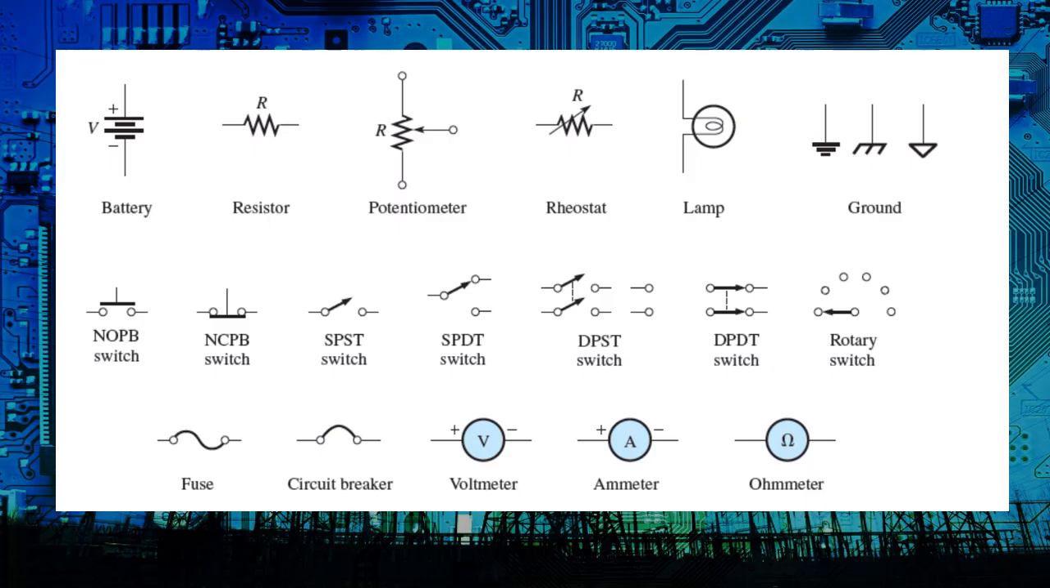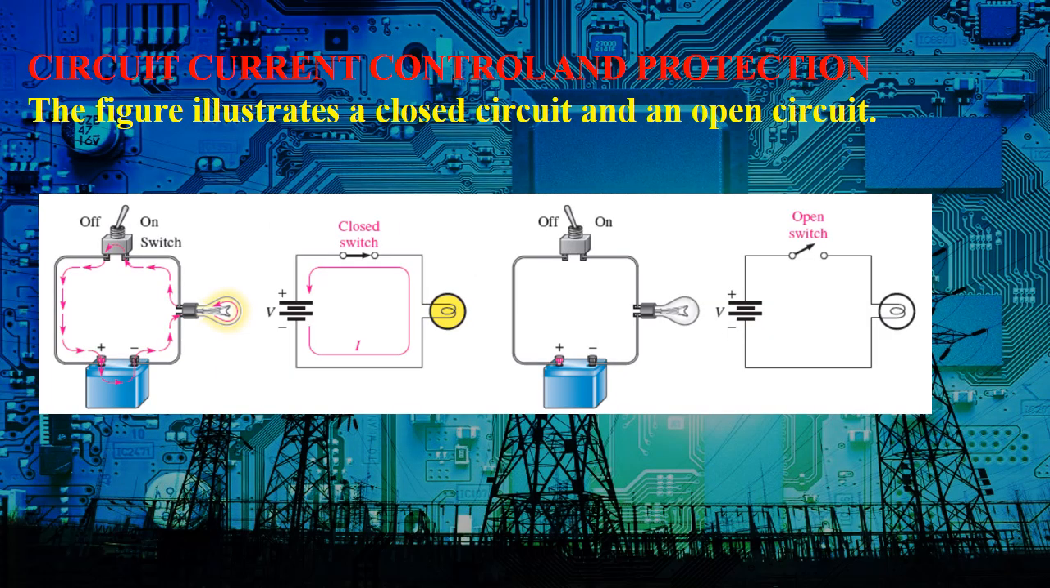And then if you are trying to use some instrument to perform basic measurements of current, voltage, or whatever, then these are the symbols that tell you there is an instrument inserted into the circuit to do measurements of current, voltage, or resistance. We also have the fuse and circuit breaker here. These are protective devices to protect the circuit and also to control current and voltage in the circuit. Okay, circuit current control and protection.